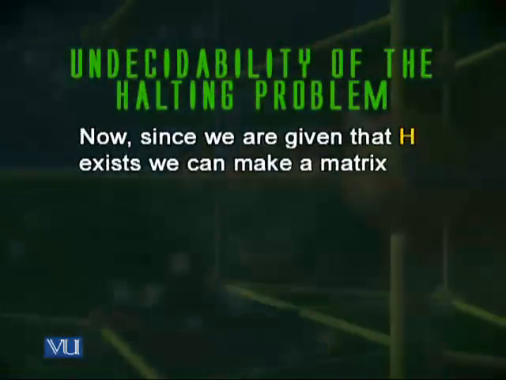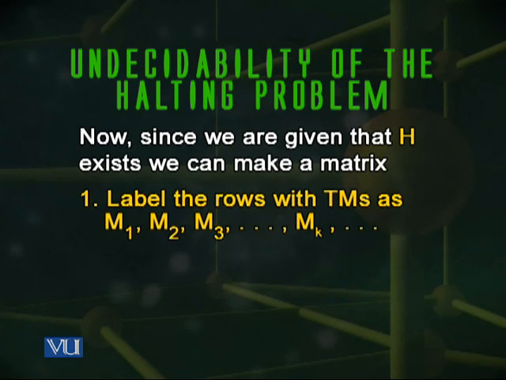An entry tells us whether this particular Turing machine which labels the row accepts the description of the Turing machine that labels the column. So that's our matrix M. Let's continue now. What we can do is look at the behavior of this hypothetical Turing machine H that we said exists and make another matrix.